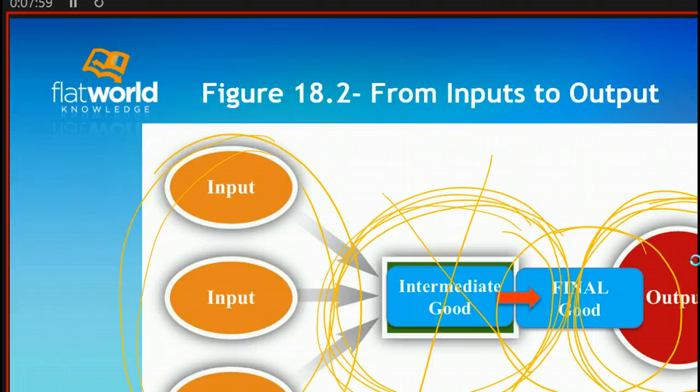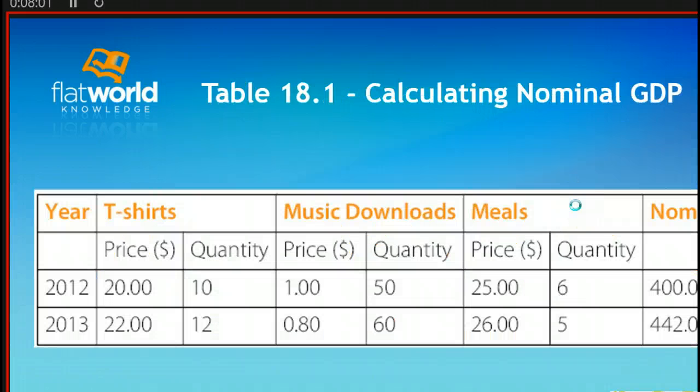All right, let's look at some actual numbers. In order to calculate nominal GDP, I need to figure out what all of the final goods in the economy are. For purposes of this illustration, we have a very simple economy. They make t-shirts, music downloads, and meals. So three goods. For any given year, I look at the total amount they produced of each of those three goods, and then I look at the current prices in that year in that country's currency. And then I do a calculation.